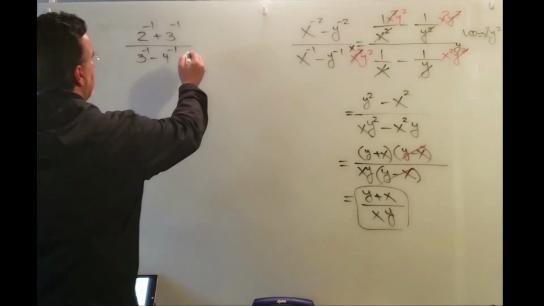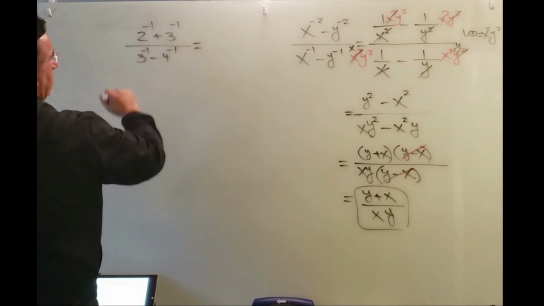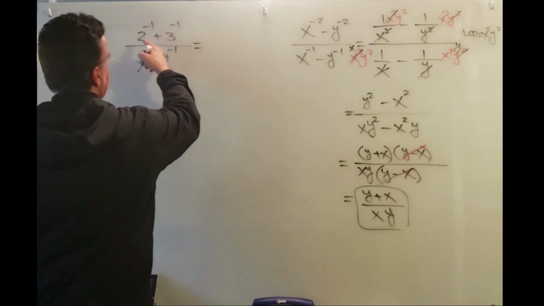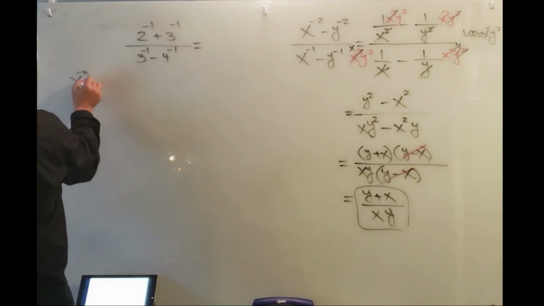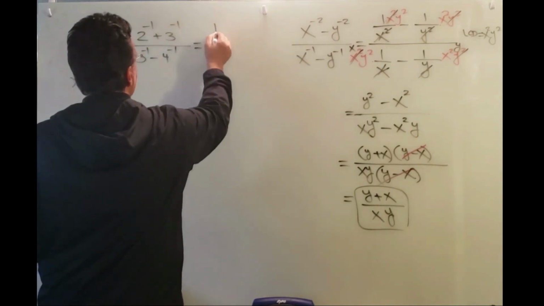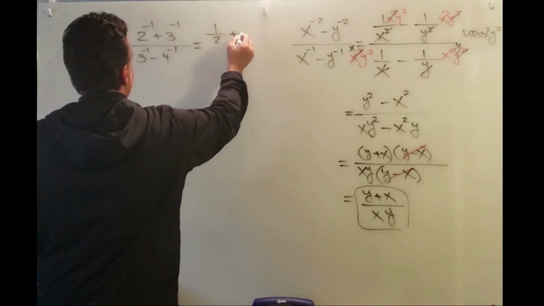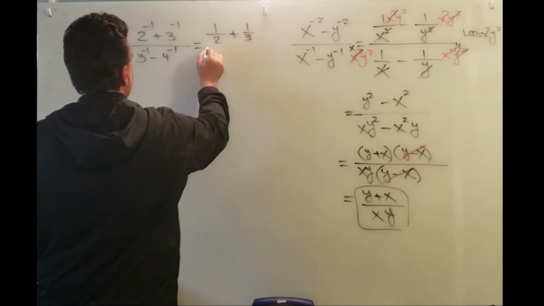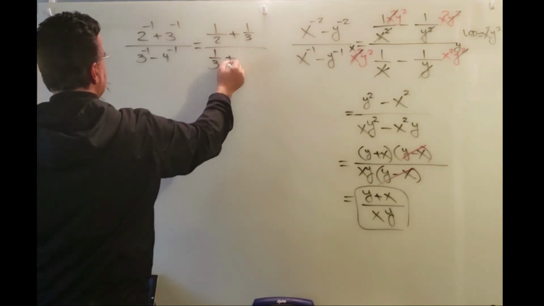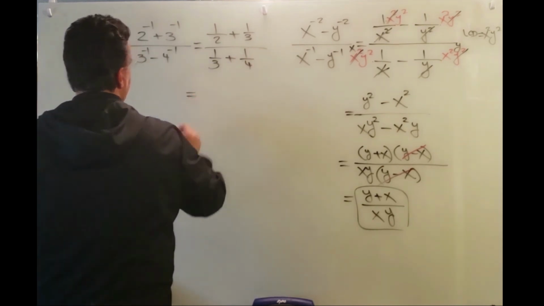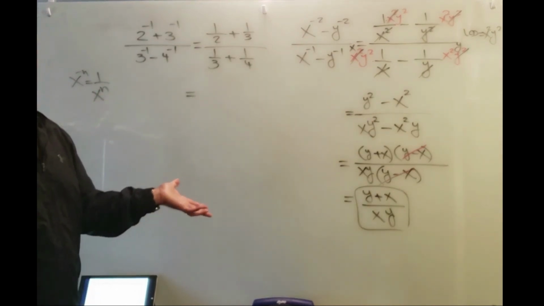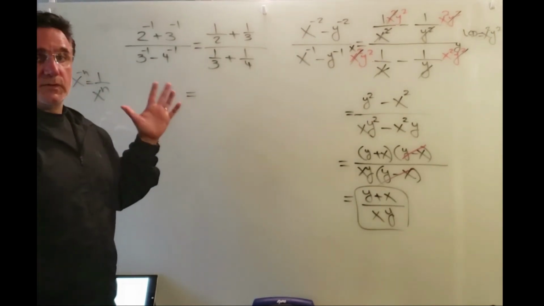Okay, welcome back from the pause. Remember, we're going to write these as powers with positive exponents first. So using the same rule as before, x to the negative n equals 1 over x to the n. We're going to go ahead and write this as 1 over 2 plus 1 over 3 over, this becomes 1 over 3 minus 1 over 4. At this point, I told you, you can use the classic method or you can use the LCD method. I'm going to use my favorite, which is the LCD method.